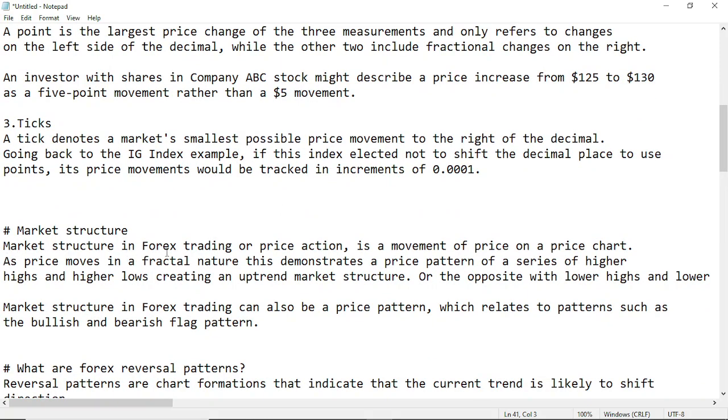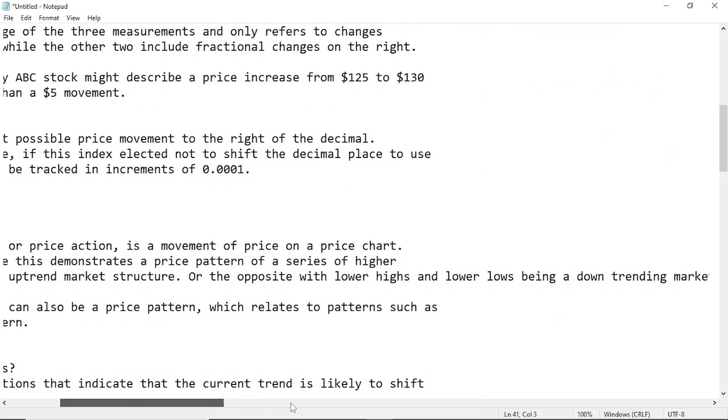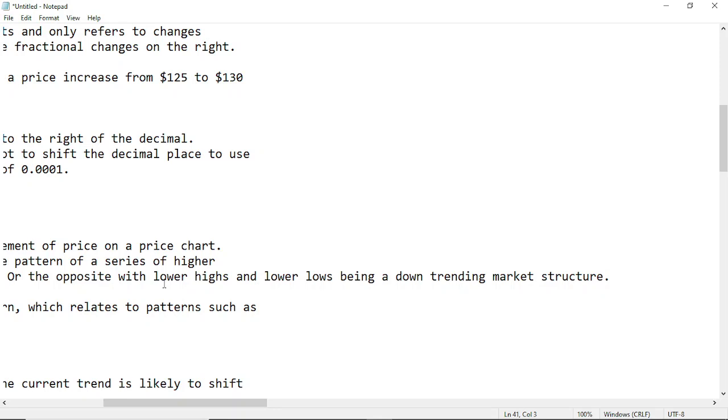Market structure in forex trading, or price action, is a movement of price on a price chart. As price moves in a fractal nature, this demonstrates a price pattern of a series of higher highs and higher lows, creating an uptrend market. Or the opposite, with lower highs and lower lows, being a downtrending market.